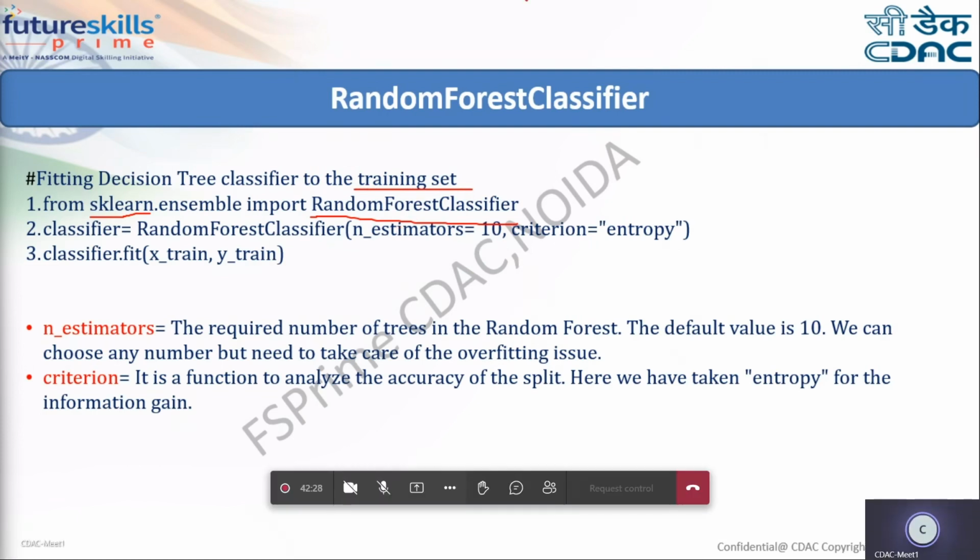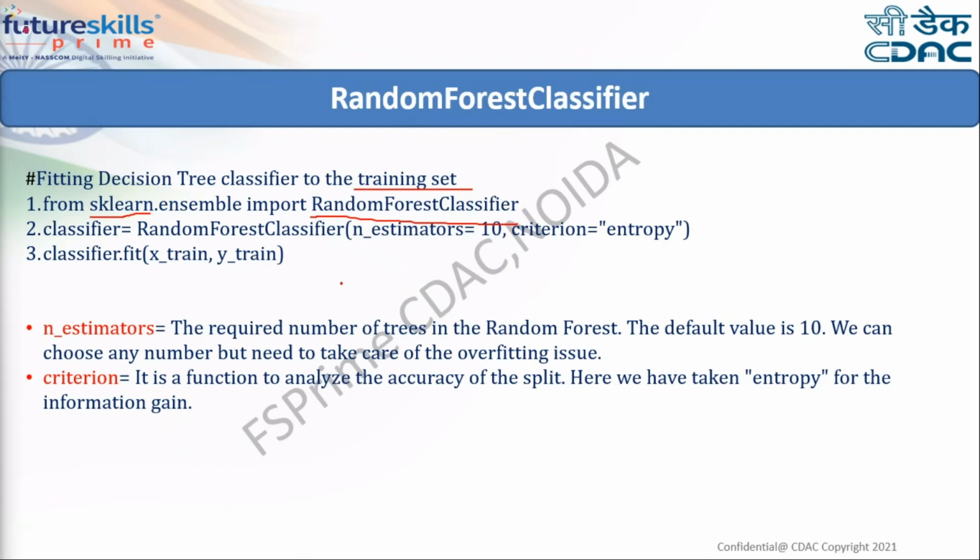When you train your data, before that, you have to set things like how many decision trees you want. The n_estimators parameter tells how many decision trees we want. 10 means we want 10 decision trees. Criterion equals entropy, that we have seen in decision tree as well. Can anyone explain this? And what is the other value we can take instead of entropy?